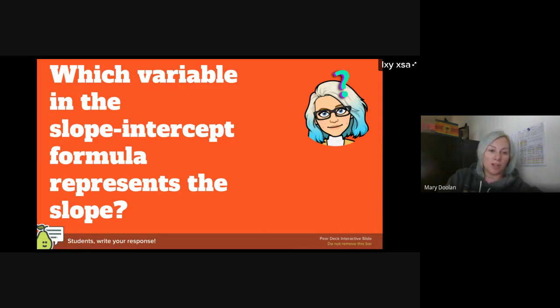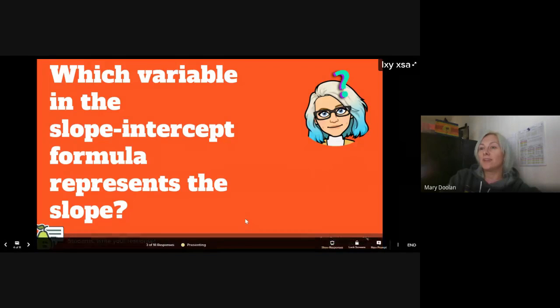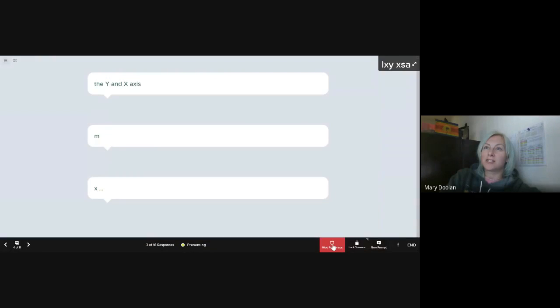Which variable, remember a variable is a letter, in the slope-intercept formula, or slope-intercept form, which one represents the slope? Which letter? 3 responses. Oh my gosh. One person has it correct. Of these 3, one of you is correct.